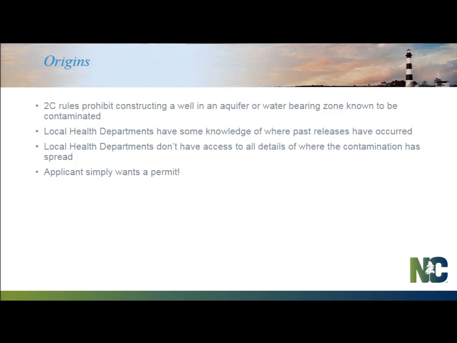So the origins of that are some of the things that are stated here. Our 2C rules already restrict well drilling within a known contaminated aquifer. So an aquifer is a bigger area. A lot of times we have these contamination areas that are much smaller, and they may or may not affect the whole entirety of the aquifer, right? Our local health departments have some knowledge of where these releases may have occurred in the past, but they might not know all of them.